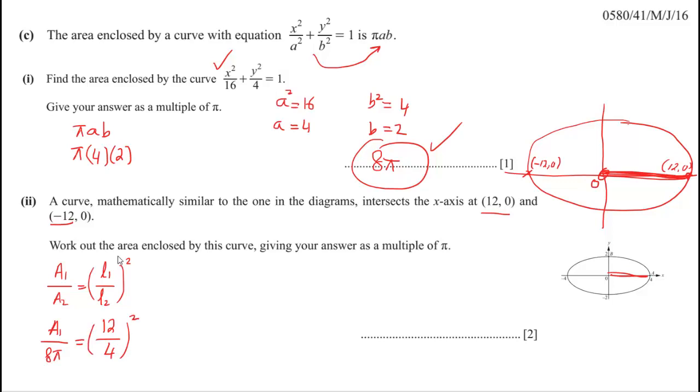Okay, let me do the simplification inside first. 4 ones are 4 and 4 threes are 12, so 12 over 4 is 3, and 3 square is 9. It is 9 over 1. Okay, by cross multiplication, A1 is 8 pi into 9. So it is 72 pi.